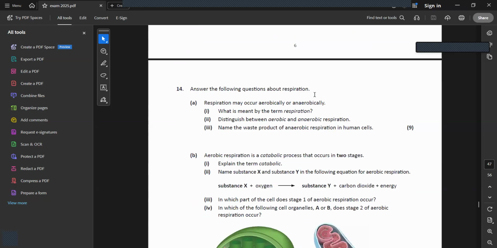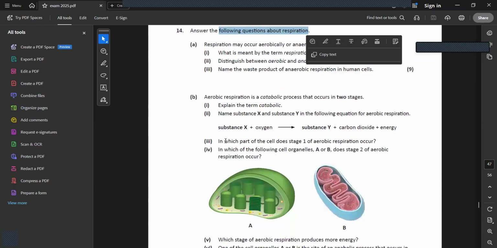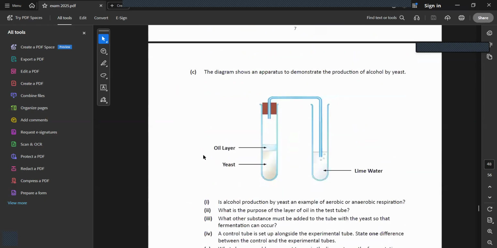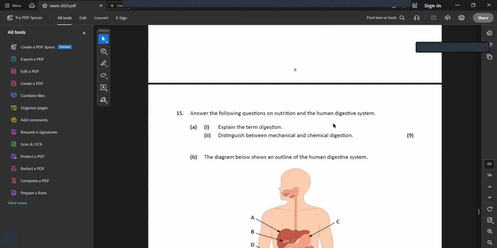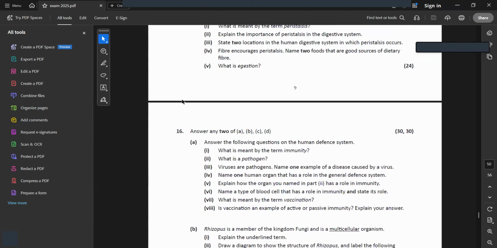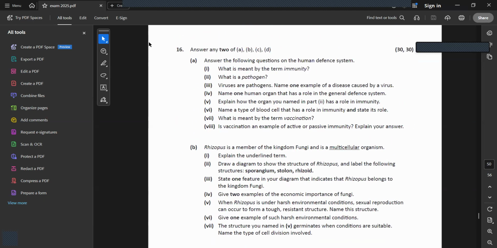Answer the following questions about respiration. As they say, following questions, it means you have to answer A, B, and C, every single thing. Do not miss anything. Okay? Just answer the following questions about the human digestive system. Again, everything, A, B, and C.